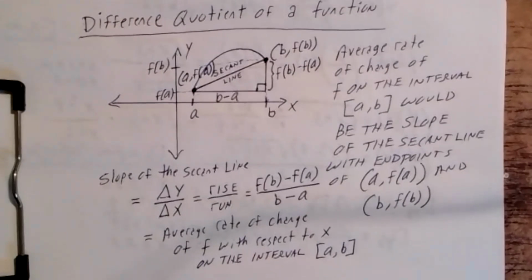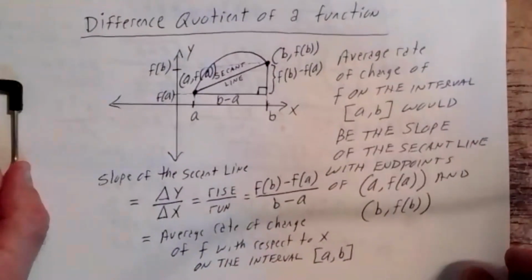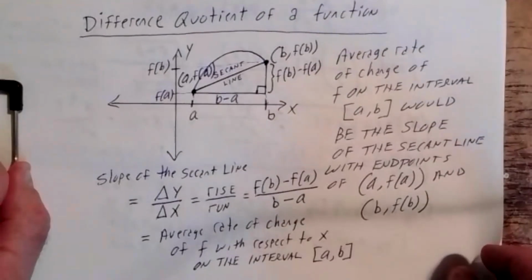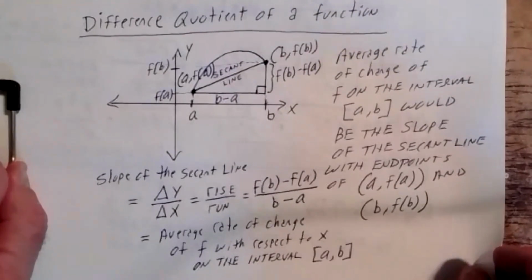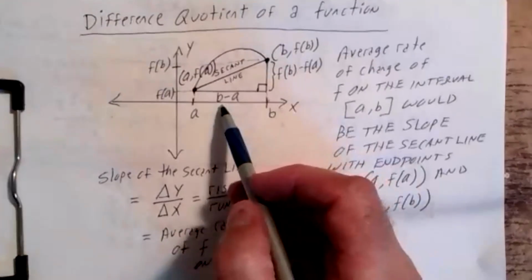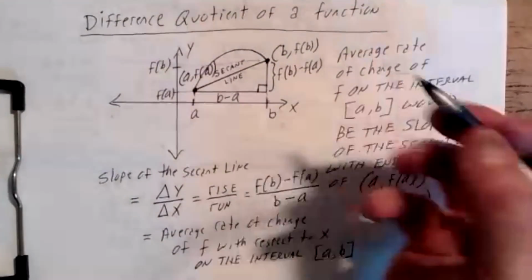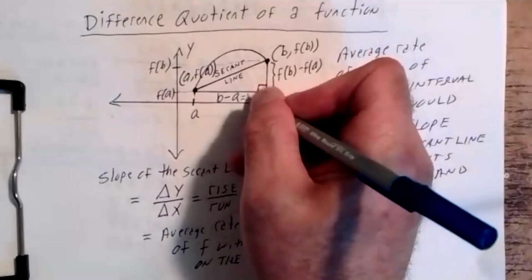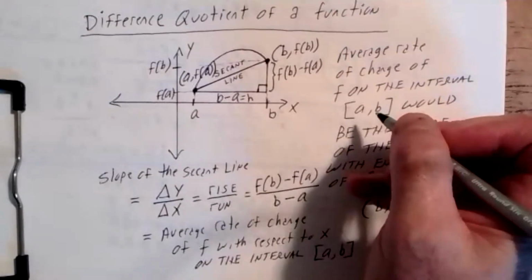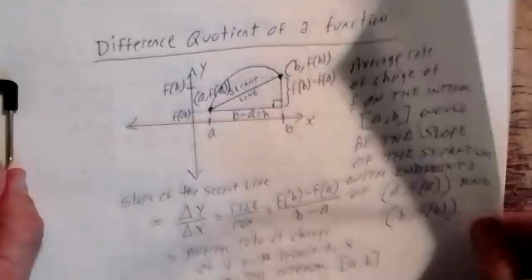All right, now, that's the average rate of change of that function there. Okay. Normally, ladies and gentlemen, we let this b minus a here represent a number called h. Okay, h.